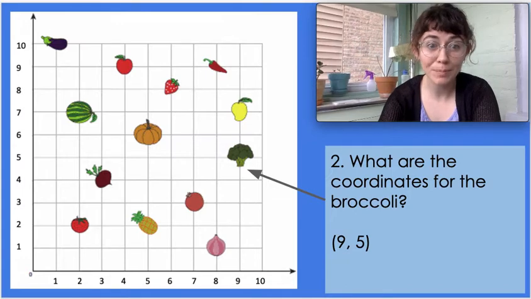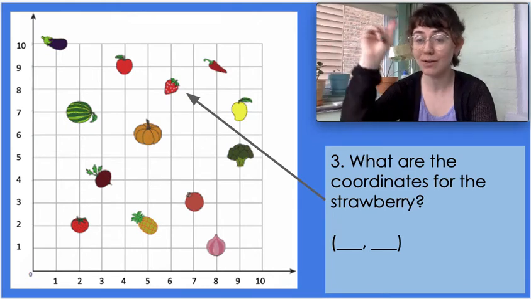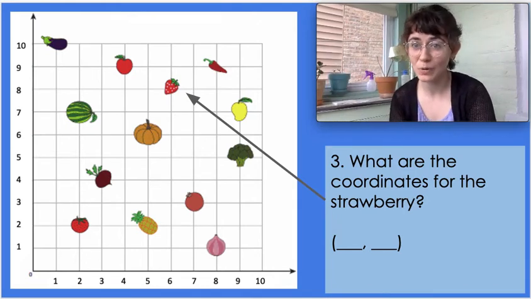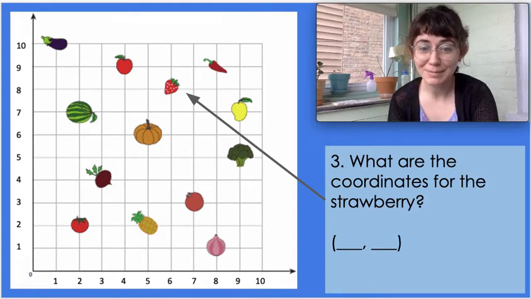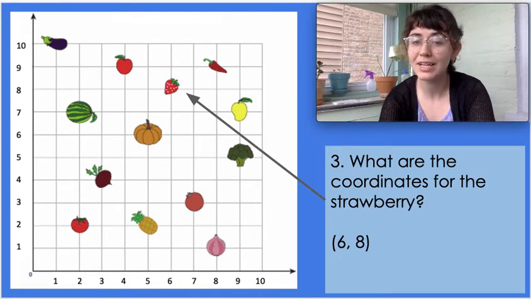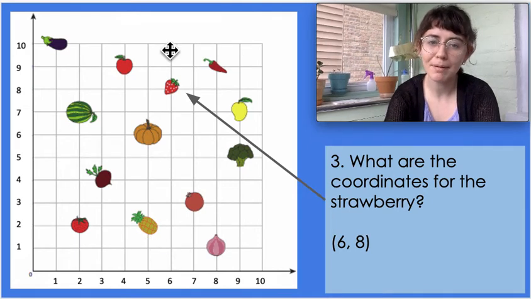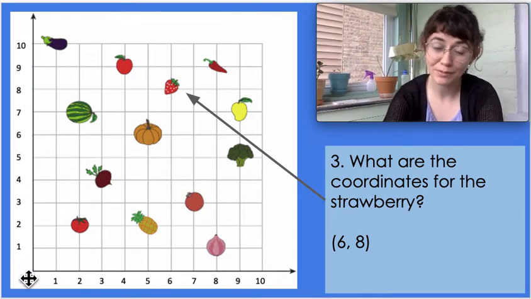We've got a couple more plants to look at. So let's look at the strawberry. What are the coordinates for the strawberry? Go ahead and write down question number 3 and then write down the coordinates. All right, it's time to check your work. The correct answer is 6, 8. Because we go over 6 and then we go up 8 to get to the strawberry if we're starting at 0.